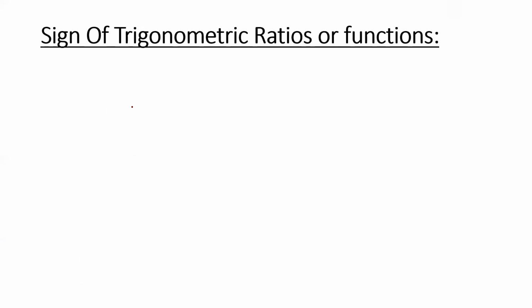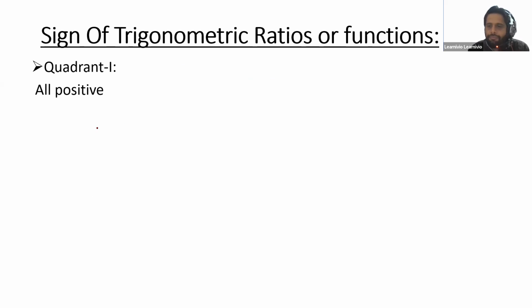Now next one. Next is sign of trigonometric ratios or functions in different quadrants. So the topic is sign of trigonometric ratios or functions in different quadrants. Now till class 10, whatever the angle you were getting, that is from 0 to 90. That's why there is no need for this topic. But in class 11th, you have an angle in the first quadrant, that means 0 to 90, between 90 to 180, from 180 to 270, from 270 to 360.